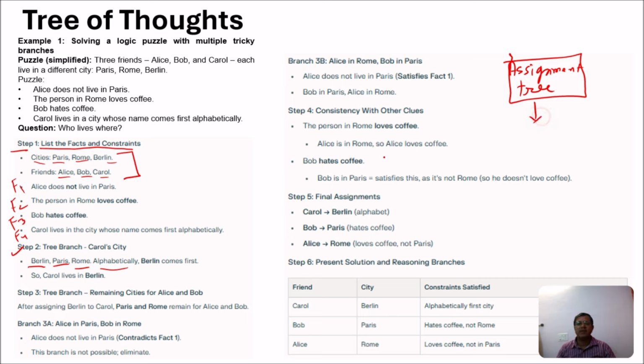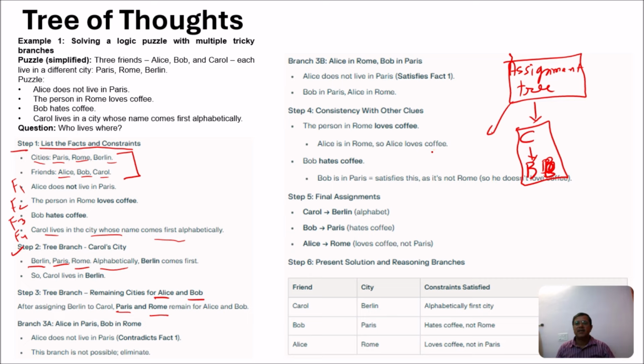The first assignment will be based on the fact that Carol lives in the city whose name comes first alphabetically. So Carol will live in Berlin. This is the first assignment. Now for the second possible assignment: two people remain, Alice and Bob, and two cities are there, Paris and Rome, because Berlin is already booked.